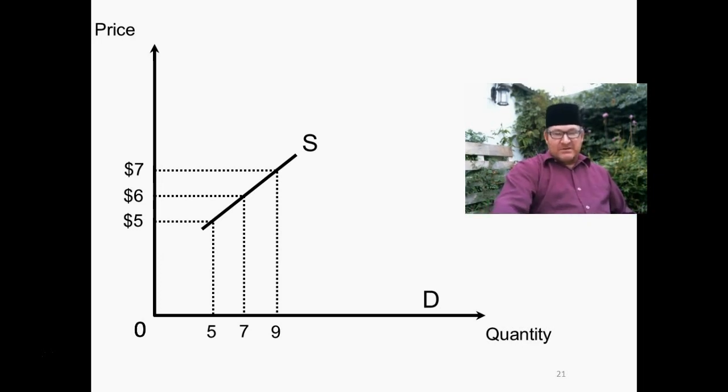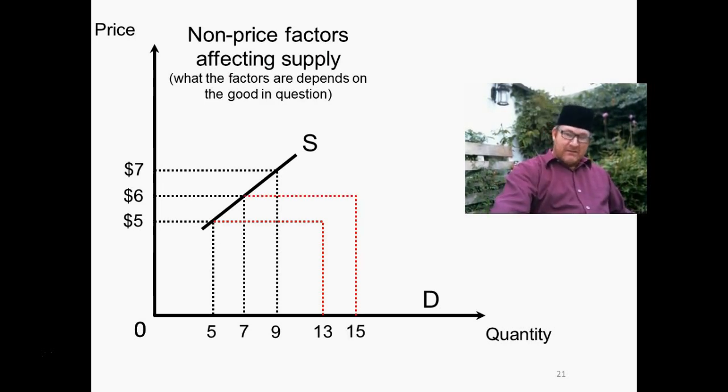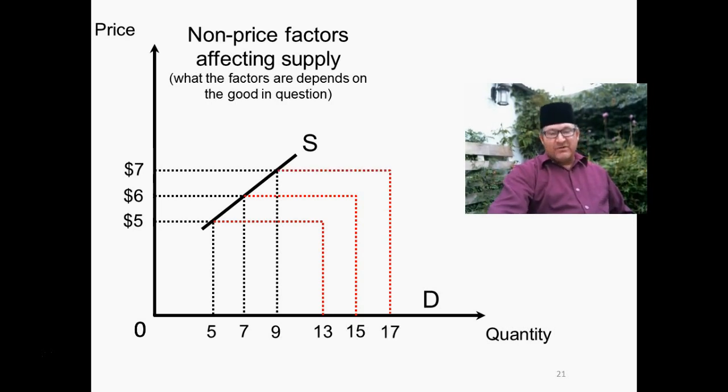So, for example, if the price was $5, they're willing and able to supply more than before. If the price was $6, they'd be willing and able to supply more. If the price was $7, they're willing and able to supply more. In which case, we would represent this by shifting the supply curve to the right.